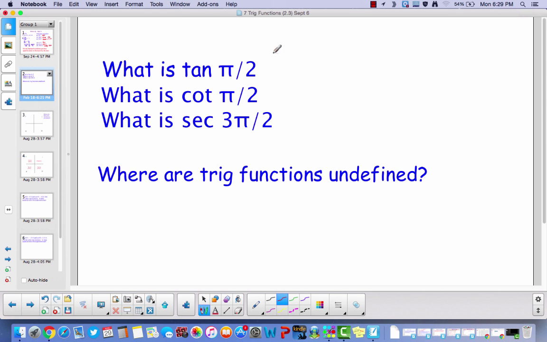Okay, so let's talk about these. What is the tangent of pi over 2? What is the cotangent of pi over 2? What is the secant of 3 pi over 2? Talk to your side partner about what those are.